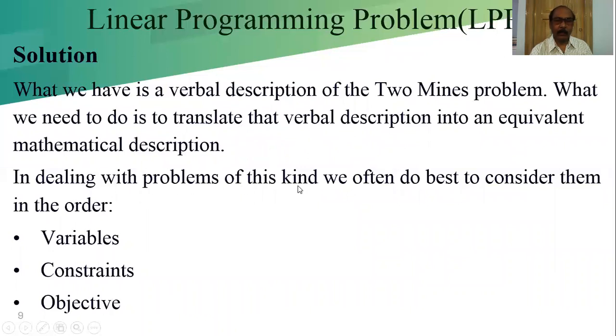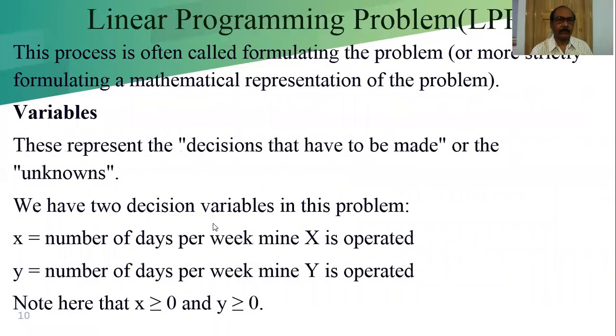In dealing with problems of this kind, we often do best to consider them in order. First, we have to find out the variables. Then, according to the conditions, we have to formulate the constraints and the objective function, and also the non-negativity conditions. That is the fourth one. This process is often called formulating the problem, or more strictly formulating a mathematical representation of the problem. So whatever we are doing is the mathematical representation of the given problem. That is part of the linear programming problem.